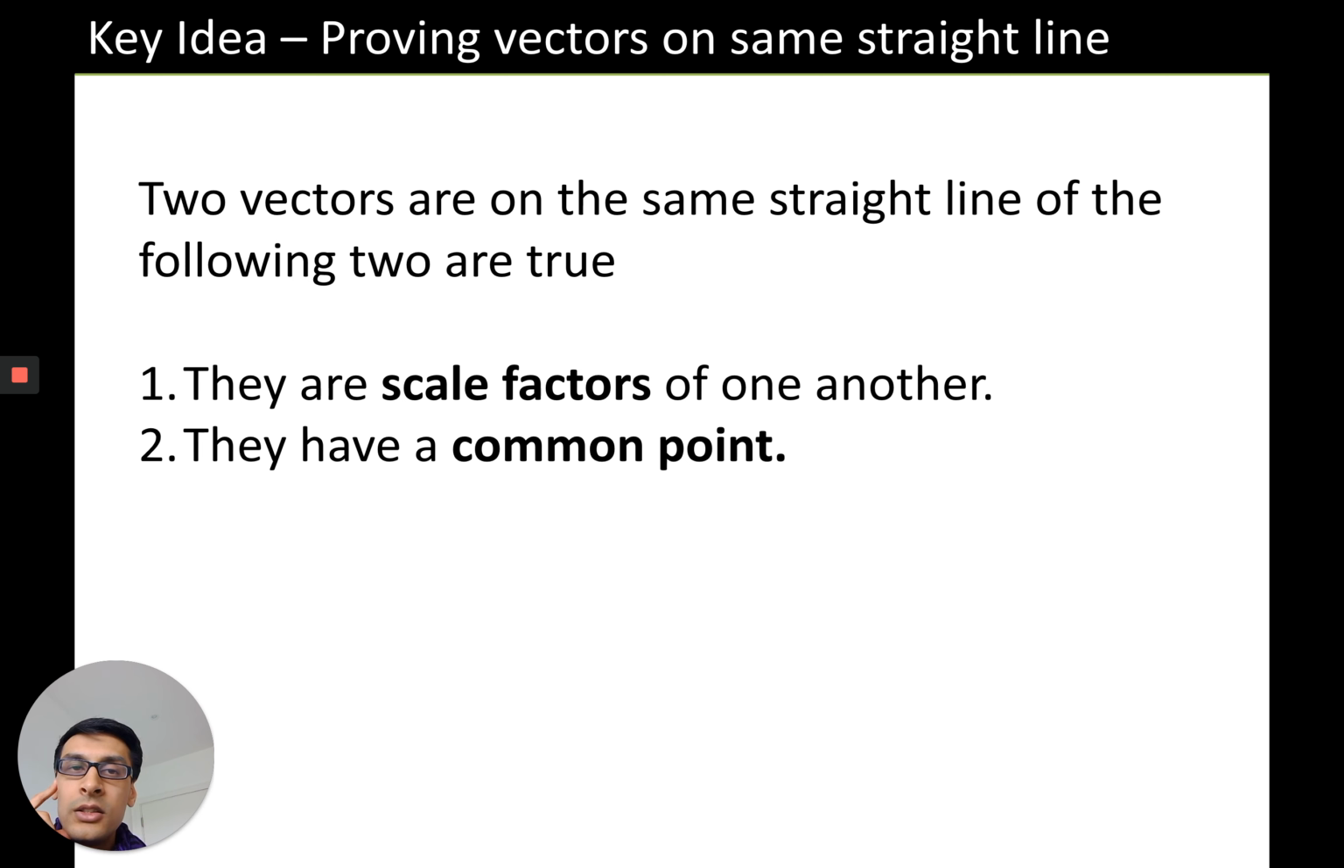So copy this into your books. These are the two main points. Now, I need to stress that it is very important that you are able to recall these two facts if you're ever asked to prove something is straight: they are scale factors and they go through a common point. It's not something that you're given or told. You should appreciate that this is very important information that will help you get to the most difficult questions on the whole paper.